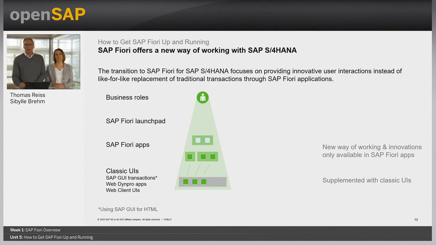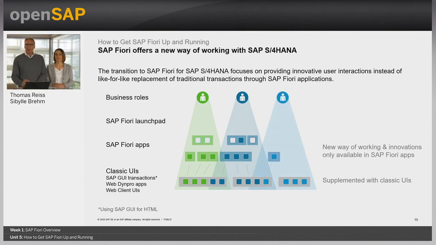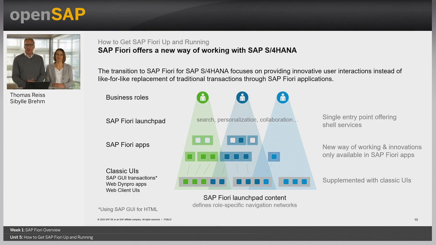As we have seen, the Fiori Launchpad gives each user only those apps relevant to them and to the roles assigned to them. Different roles will have a different set of apps assigned, with some apps being used by multiple roles, as you can see in this example. The Fiori Launchpad provides a single entry point for each user to access all their apps, as well as the shell services such as search and personalization. Finally, the SAP Fiori Launchpad content defines the role-specific navigation networks. This is very powerful and something which SAP provides out of the box via the so-called Fiori Launchpad content.